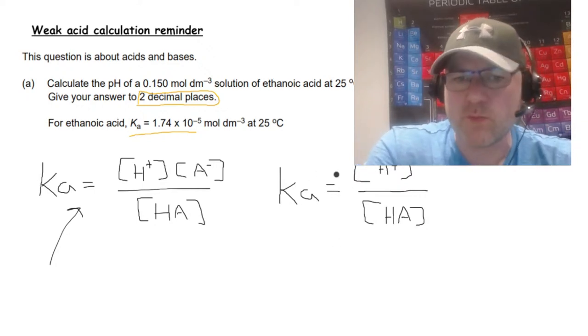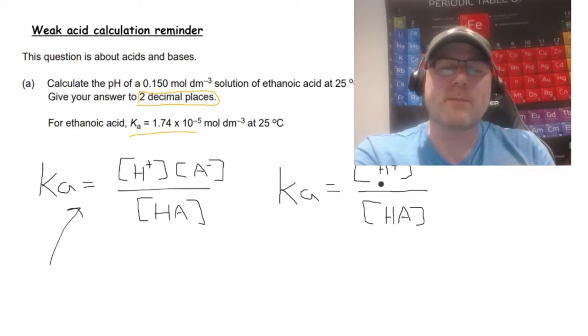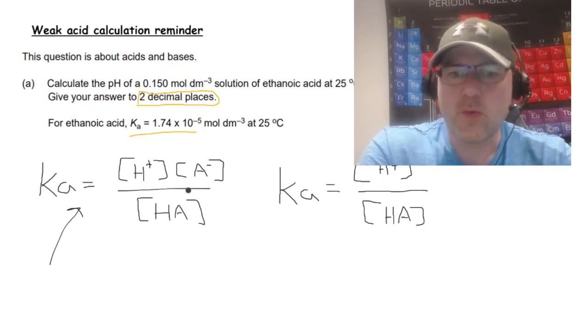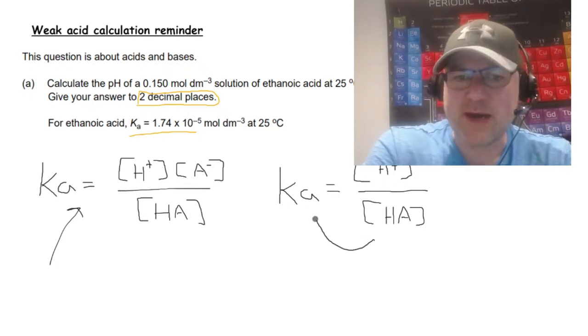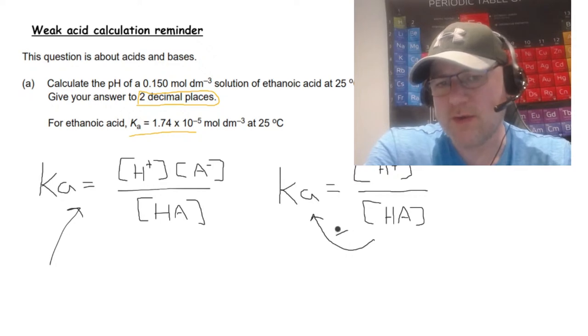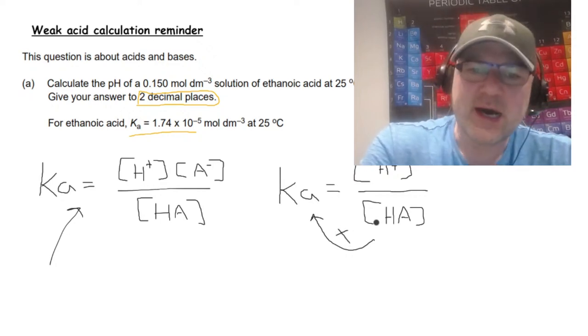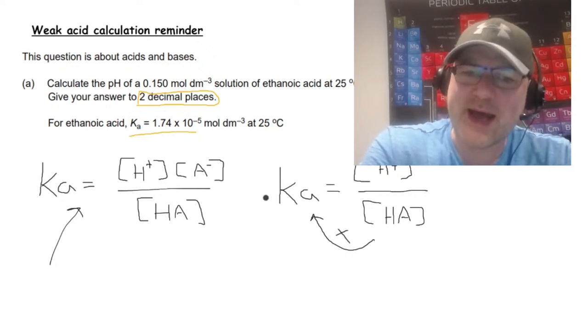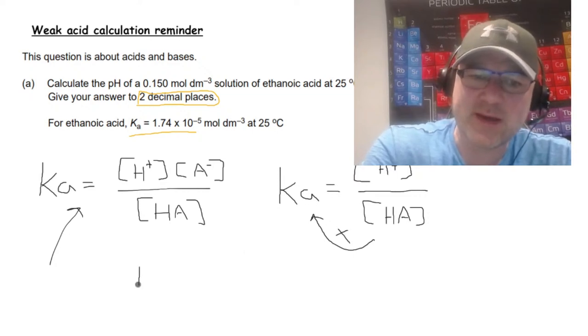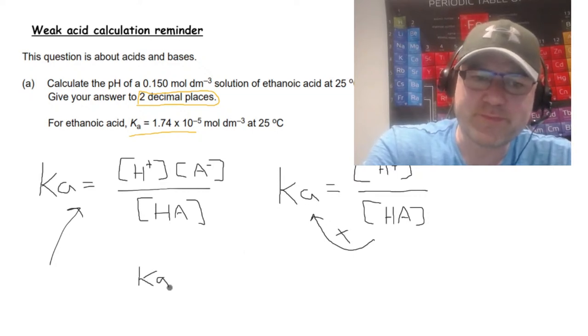So there's step one. We change it like that. Now, how do I make my hydrogen ions the subject? Well, for those of you who are doing your maths, you know you can do this dead easy. You're going to times both sides by the acid, and that's going to leave us with Ka times the acid concentration.